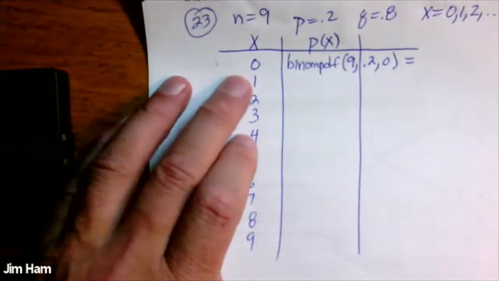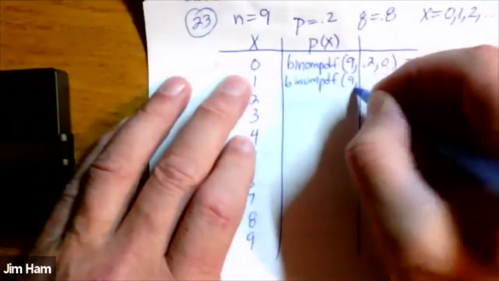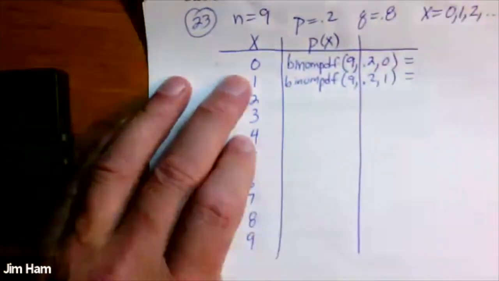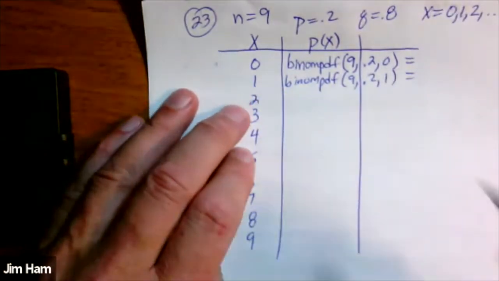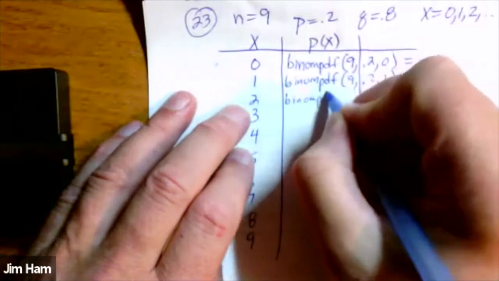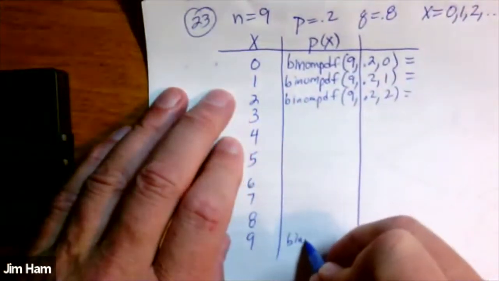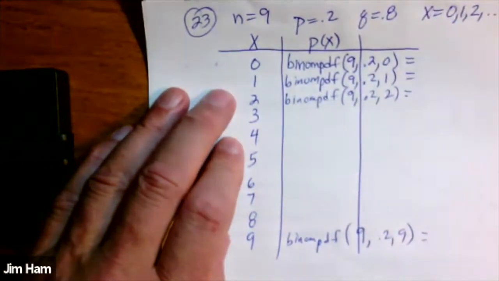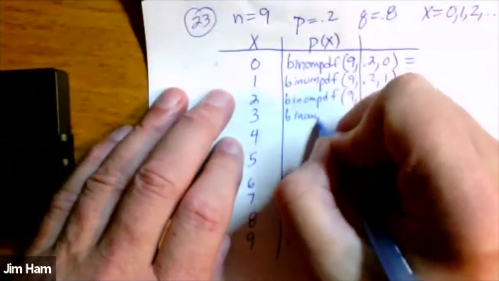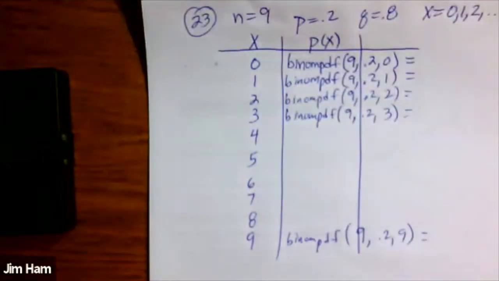If you wanted to calculate the probability at 1, you would use binomial PDF again. PDF is the calculator function that we use to calculate a binomial probability at a single x value. You would just continue in this method all the way down: 9, 0.2, and 2. This one down here would be binomial PDF 9, 0.2, and 9, and so on. Let me do just one more: binomial PDF 9, 0.2, and 3. So you can generate this whole table using the binomial PDF.